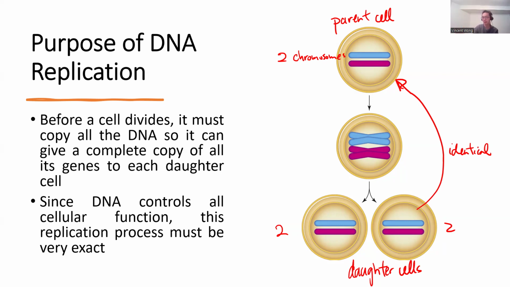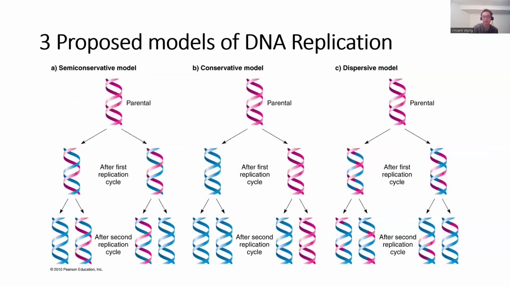So the problem here is they don't know how this is done. How does DNA copy itself? Well, there are 3 models here. First, we have the semi-conservative model. So think of the pink ribbon as the original genetic material. You separate the 2 strands, and then you make a new strand here. The blue one represents the new material. Never mind the second cycle for now. We'll talk about that later. So that's the semi-conservative model.